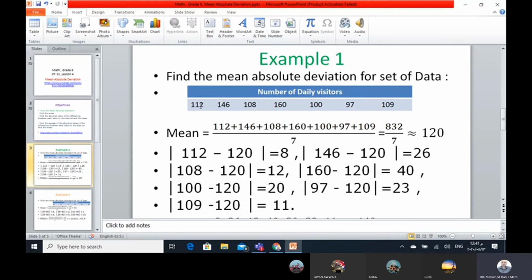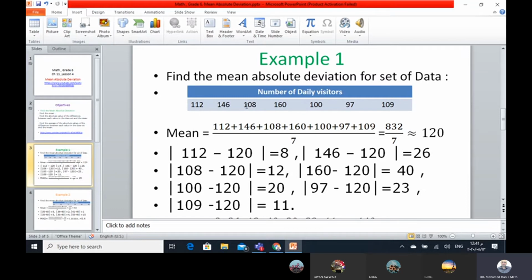I will repeat how to find the mean absolute deviation in this table. In this table we have this data. We have 7 groups of numbers, and we have these numbers: 112, 146, 108, 160, 100, 97, 109. We have 3 steps to find the mean absolute deviation. The first step, find the mean.